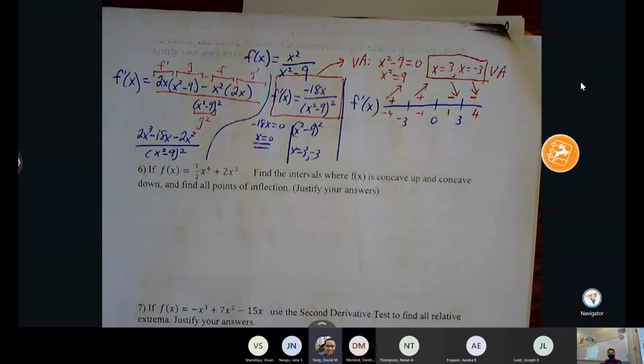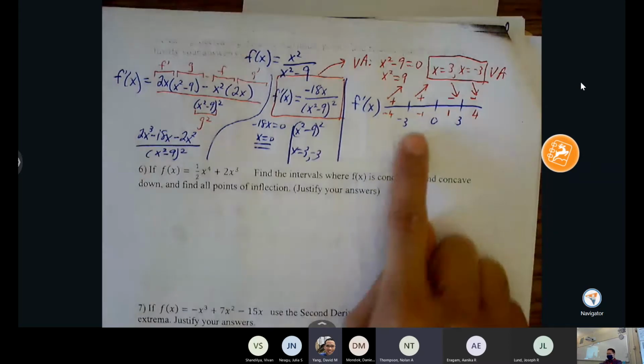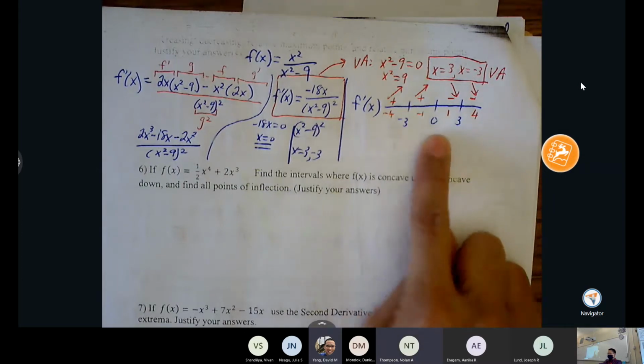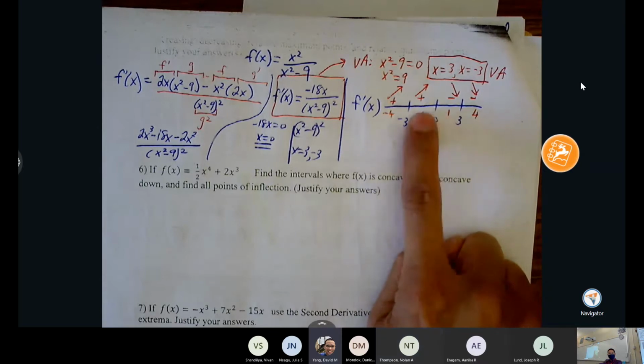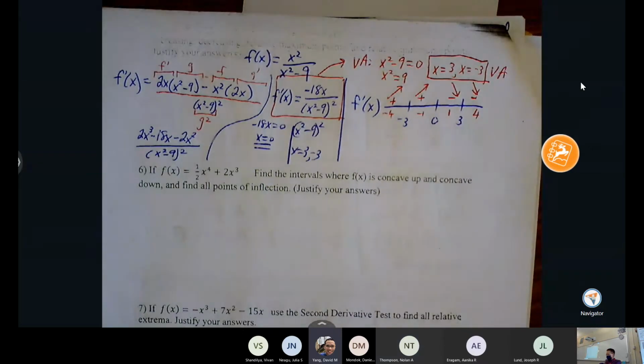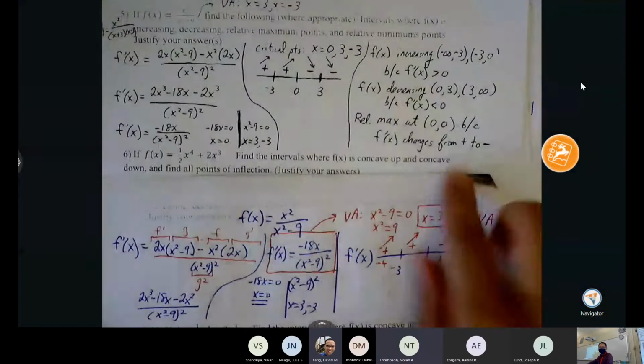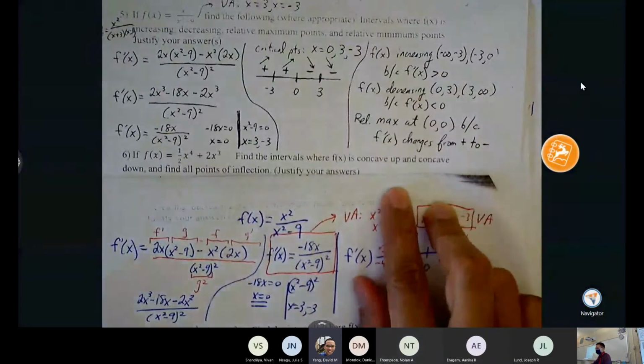Okay, so how would you write your interval of increase? Good. Right, we need to separate our statement. There's a relative max at 0 because f prime changes from positive to negative. And I'm looking for these because statements.